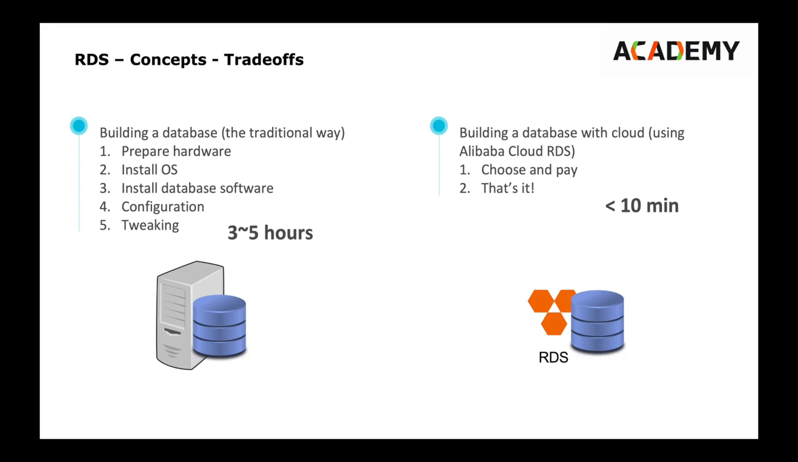On the other hand, if you're using Alibaba Cloud's RDS, you can have a database up and running in just 10 or 15 minutes. You choose your engine, you choose your database instance specification, which is how much memory, how many CPU cores, and how much storage you want, and then that's it. The database is ready to run.